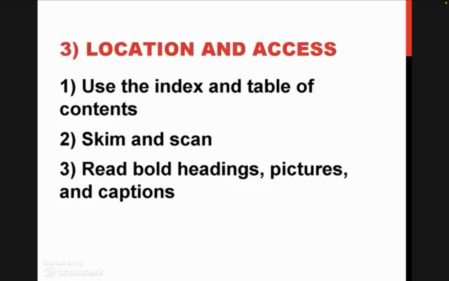After you've found your sources, you need to do the next step, which is location and access. You need to search through the sources and make sure that they will help you answer your questions and that they have good information. Use the index or table of contents of a source. You can also skim and scan. You don't have to read every single thing that's in the source when you're trying to figure out if it's useful or not. Just skim through and see if the information that you're reading looks like it's on topic and possibly answering your questions. Read bold headings, look at pictures and captions, and that's another quick way to see if the source is valuable.